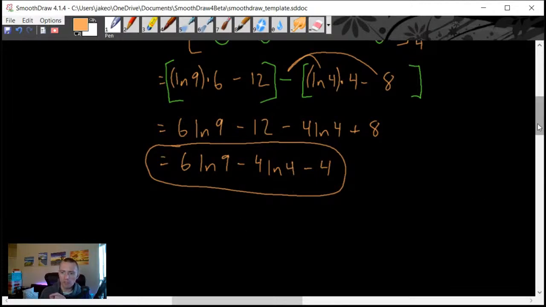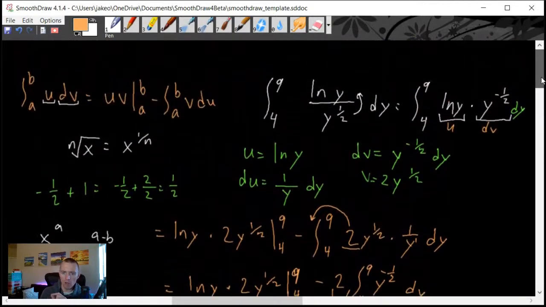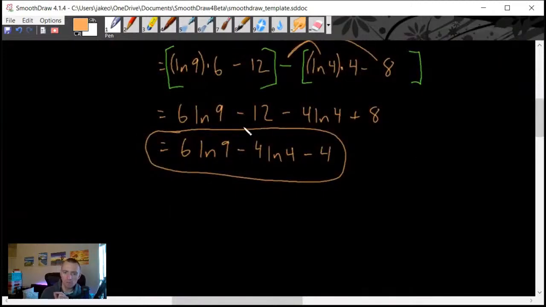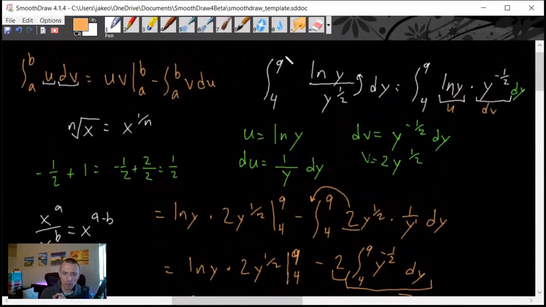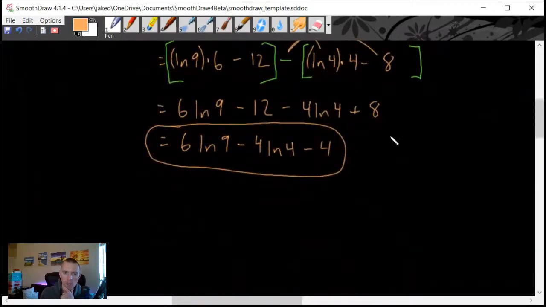Look at the difference between the answer we got from this problem and the last one. Keep in mind, this problem, the second one we just did, was a definite integral, which all that means is it had bounds, right? It had bounds on the integral. That is what makes it a definite integral.